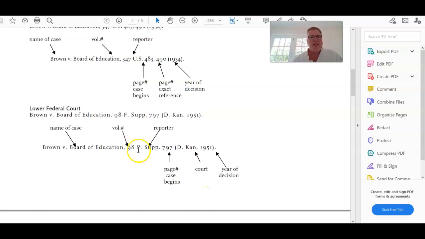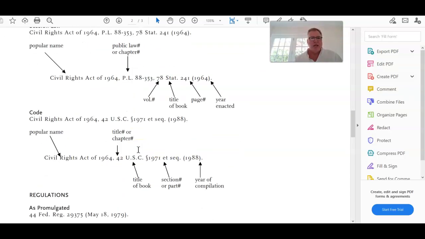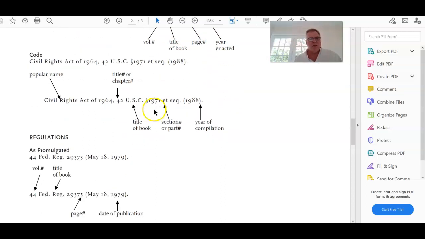All right, so that's basic citation format. Statutes are set out here, the name of the statute. They've got it says public law, chapter number, and they've got it all diagrammed out here as well. Civil rights codes and so forth.